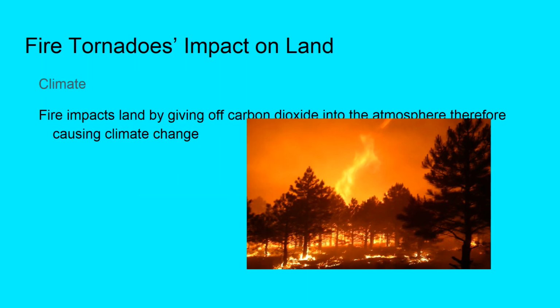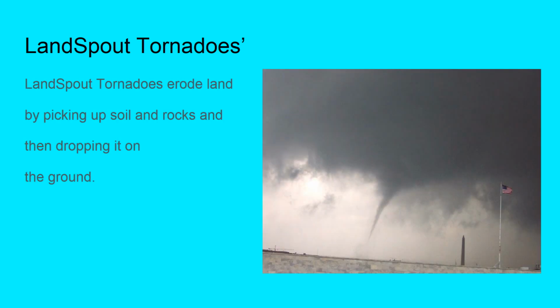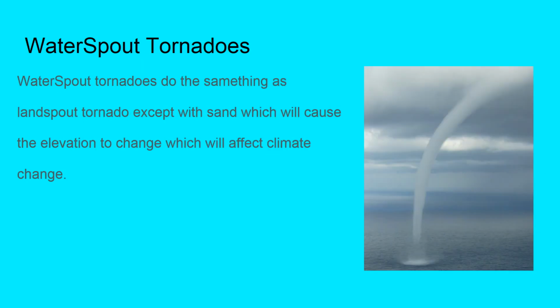Fire impacts land by giving off carbon dioxide in the atmosphere, therefore causing climate change. Landspout tornadoes erode land by picking up soil and rocks and then dropping it on the ground. Waterspout tornadoes do the same thing as landspout tornadoes, except with sand, which will cause the elevation to change, which will affect climate change.